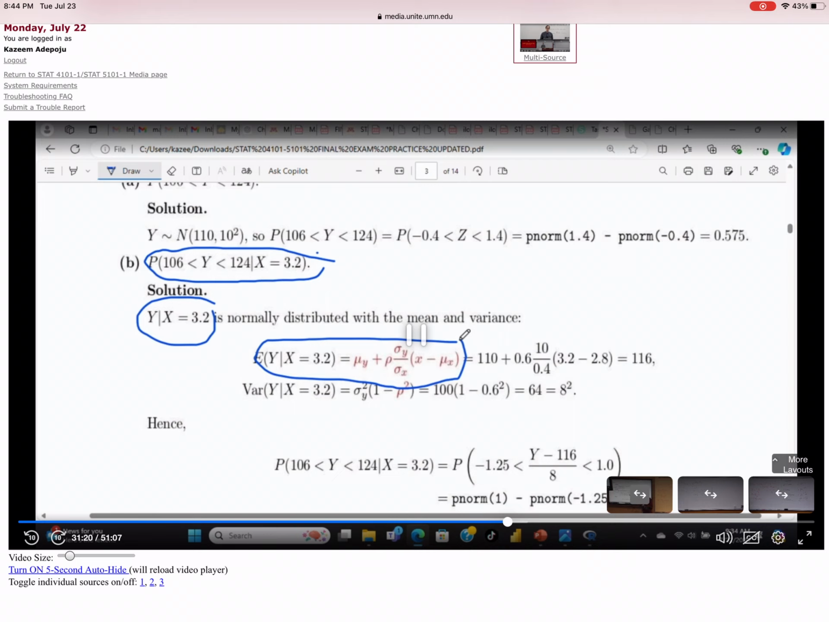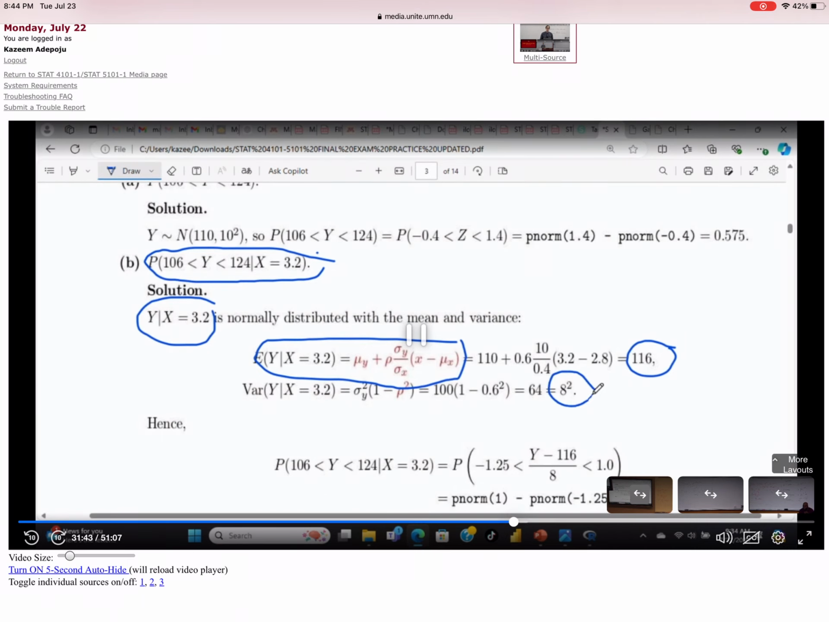Now I'm going to start plugging in mu y, sigma y, all of that has been given. I plug them in. They have been given in the question. I do the same thing for the variance. You know what I got right now? I got what I need. This is the situation now. This is a random variable. This is the conditional mean. This is the conditional variance.